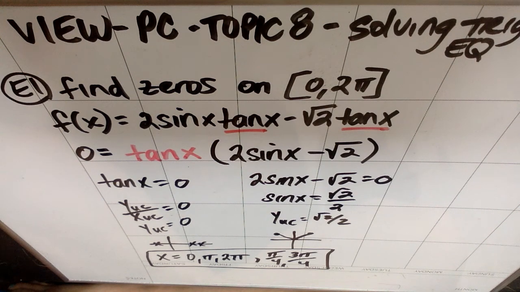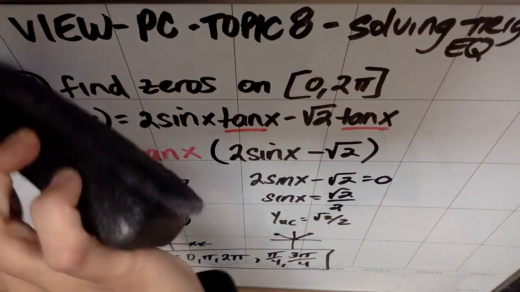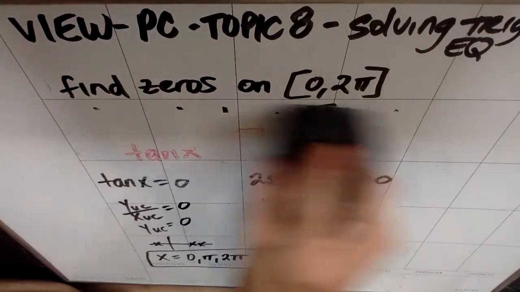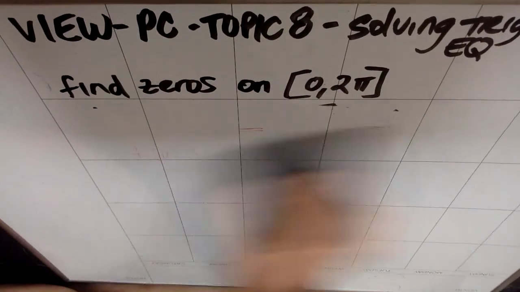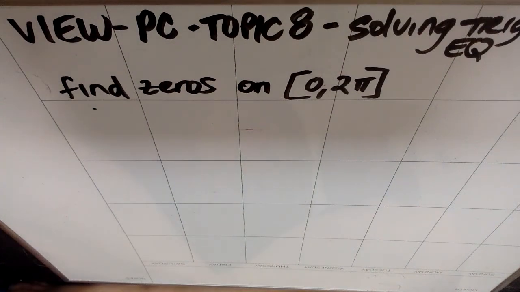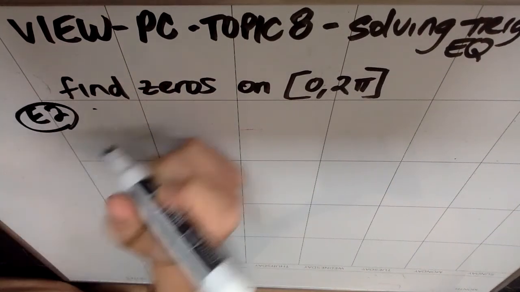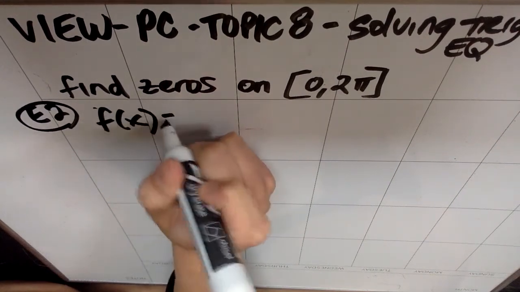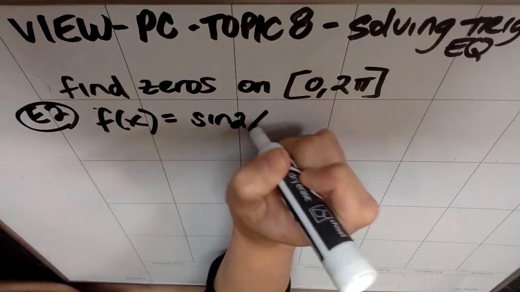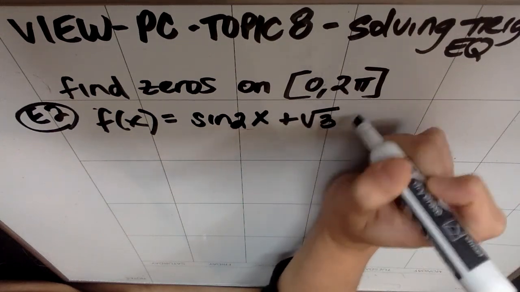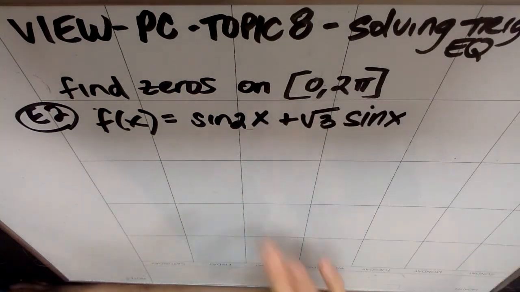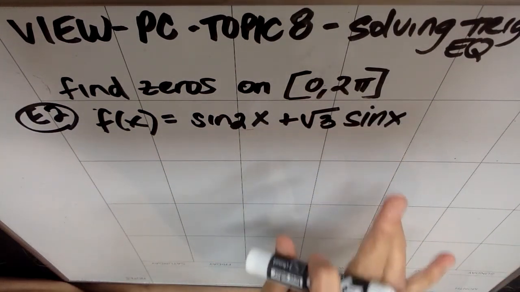All right, let's go ahead and dive right into example 2. We're going to do a couple of these examples in this video. So when we go right into example 2, the instructions are the same. The only difference is the equation. So in example 2, my function is f of x equals sine of 2x plus a root 3 sine of x. So as a reminder, sine of 2x is not the same as sine of x.